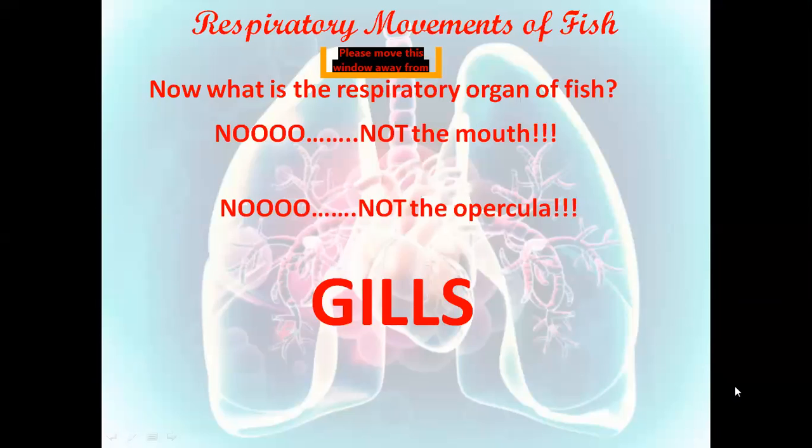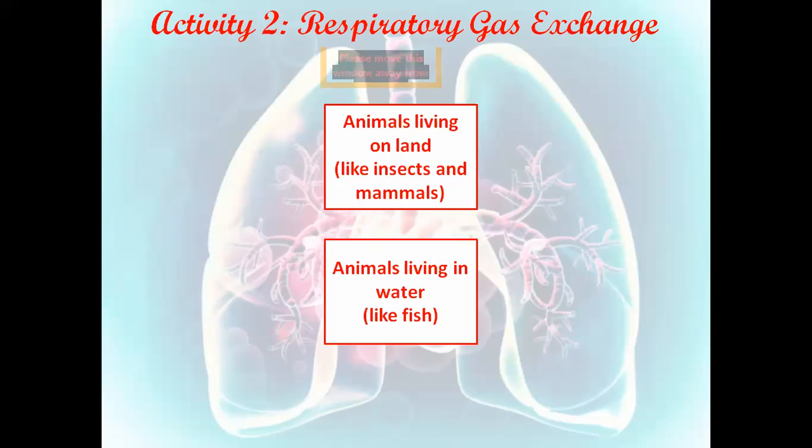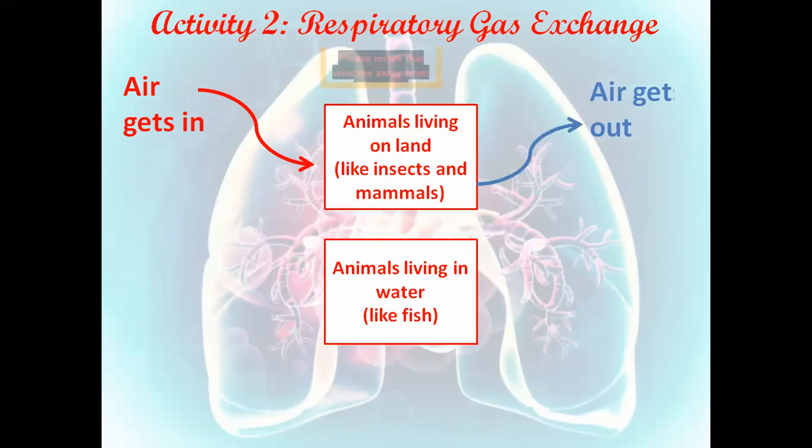Now it's the turn for Michael Hussaini. So prepare yourself. Respiratory movements allow the renewal of air or water in contact with the respiratory organs. So the air will be renewed. What is the meaning of renewal? They will use the oxygen and release the carbon dioxide, and that's why it's called renewal. So animals living on land like insects and mammals, the air gets in and the air gets out.